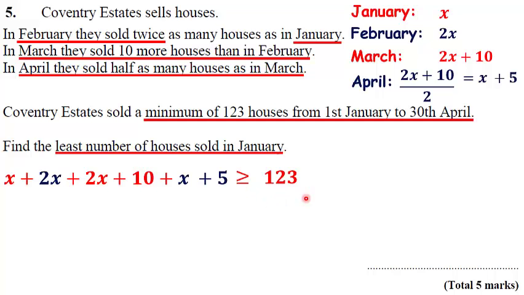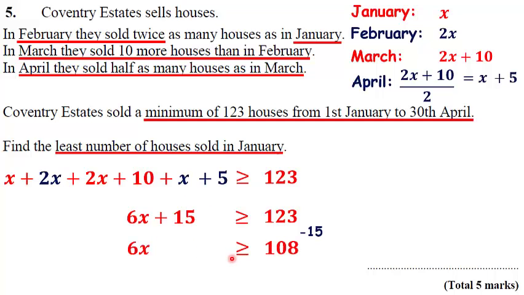Okay, let's tidy this up now. We've got an inequality, and we've gone quite far to solving this, because once we work out this, we'll work out our value of x. So x plus 2x is 3x, plus another 2x is 5x, plus x is 6x. 10 plus 5 is 15. So I've got 6x plus 15 is greater than or equal to 123. I need to get rid of that 15. That's positive 15, so I'll take away 15 from 123, and that gives me 108.